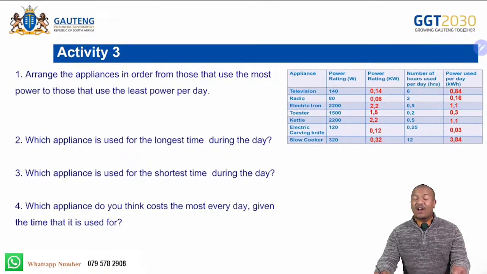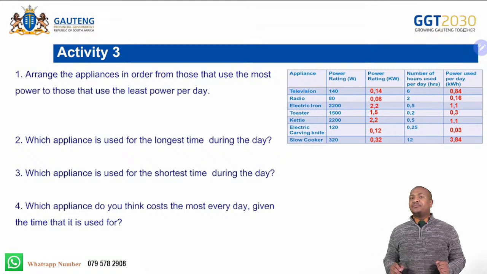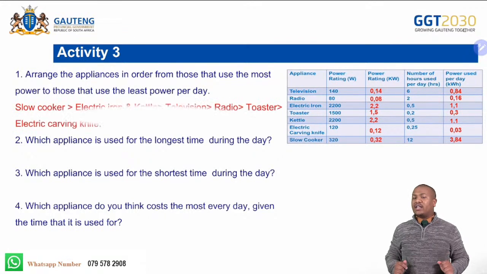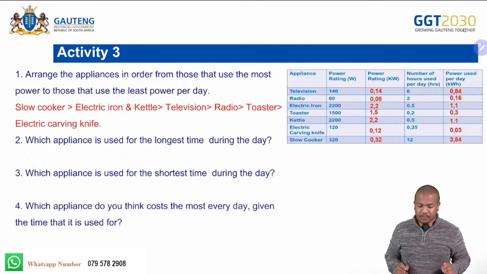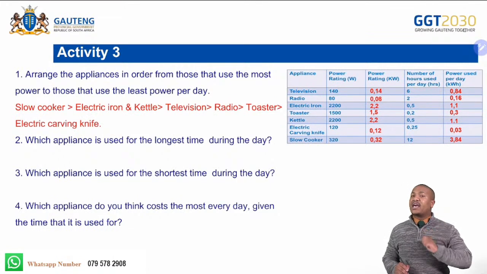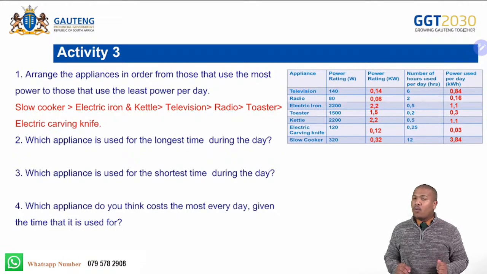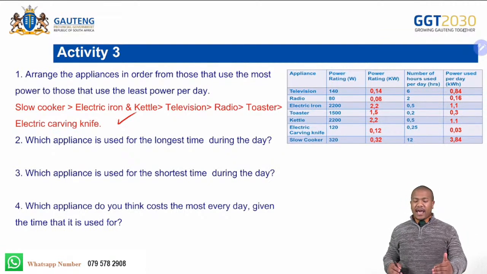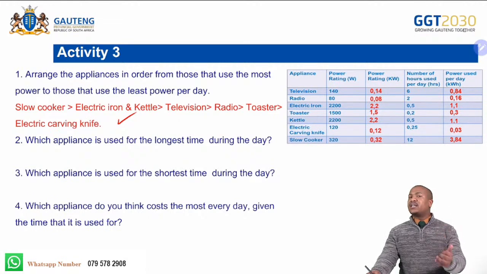Welcome back, grade 9. Now let's look at the solutions. Number 1 was saying arrange the appliances in order from those that use the most power to those that use the least power per day. So here is the order: it is slow cooker, followed by electric iron and kettle because they are the same, followed by television, followed by radio, followed by toaster, and lastly, electric carving knife.